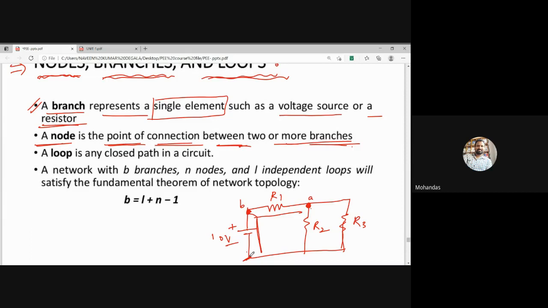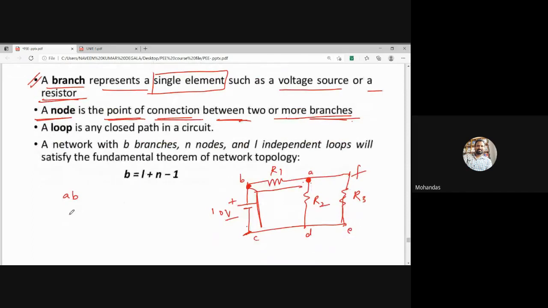Otherwise, let me label it: A, B, C, D, E, F. Here, what is the branch? AB is one branch, and BC is another branch. This branch and this branch are connected at this particular point. Okay? So B is also one node. But only two elements are connected here. This node is known as a simple node.